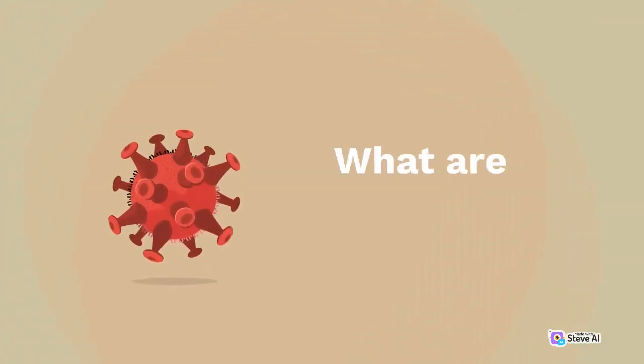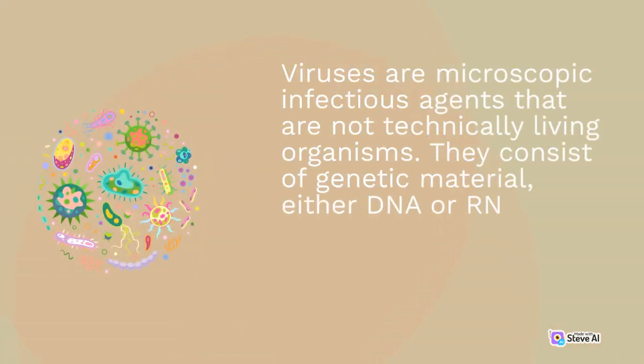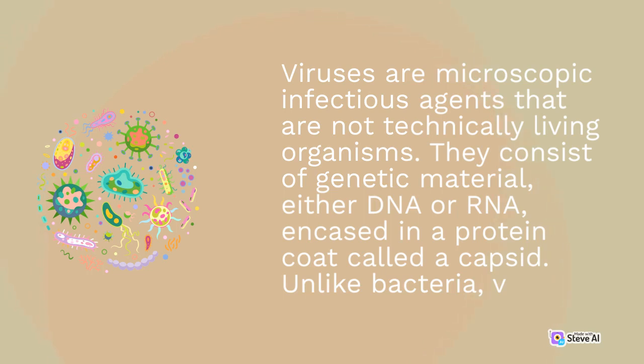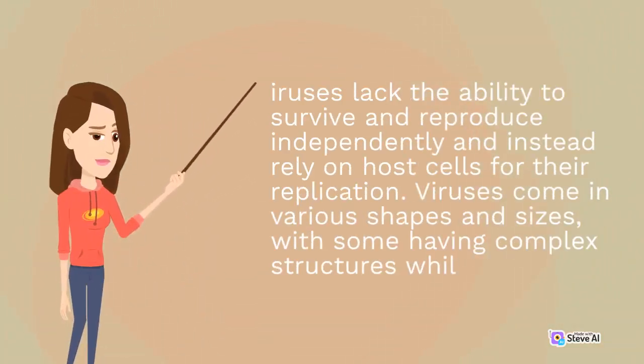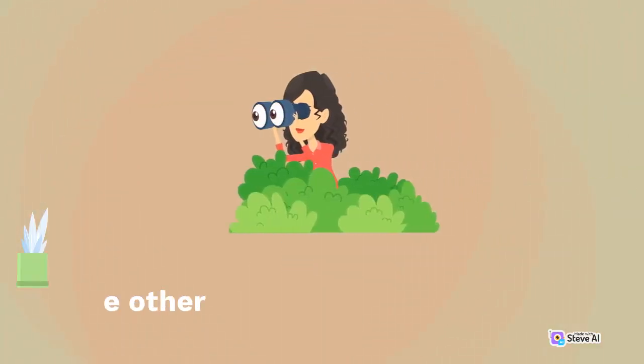What are viruses? Viruses are microscopic infectious agents that are not technically living organisms. They consist of genetic material, either DNA or RNA, encased in a protein coat called a capsid. Unlike bacteria, viruses lack the ability to survive and reproduce independently and instead rely on host cells for their replication. Viruses come in various shapes and sizes, with some having complex structures, others are simpler in nature.